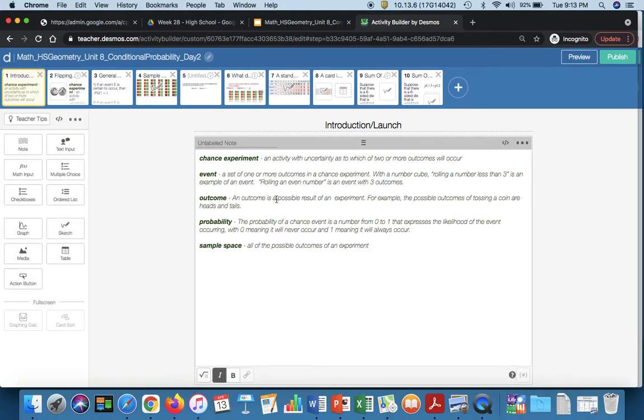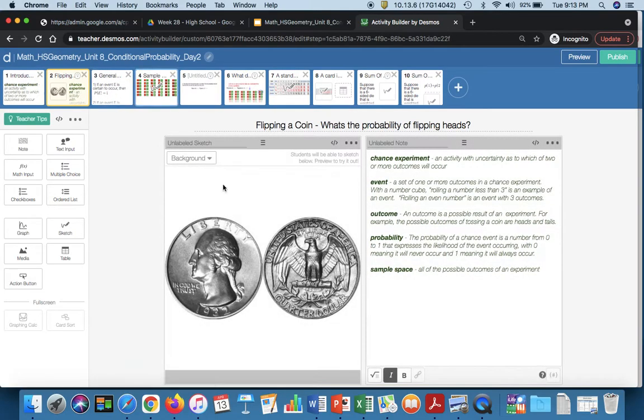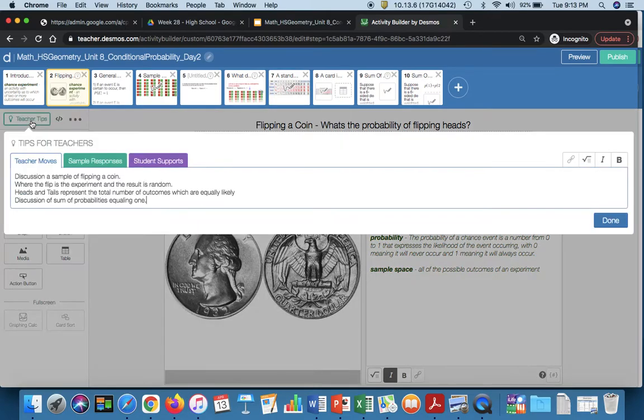So I would modify this and actually have students think about flipping a coin as we're introducing all these terms, right? So ask them what the probability of flipping heads is. And my tips here would be to discuss what a sample space would be of flipping a coin. Then really hone in on the idea of the flip being the experiment and the result being random, and heads and tails representing the total number of outcomes, which are equally likely.